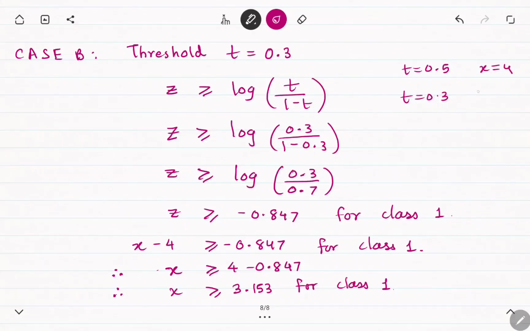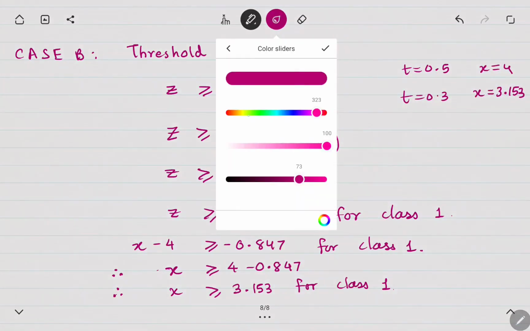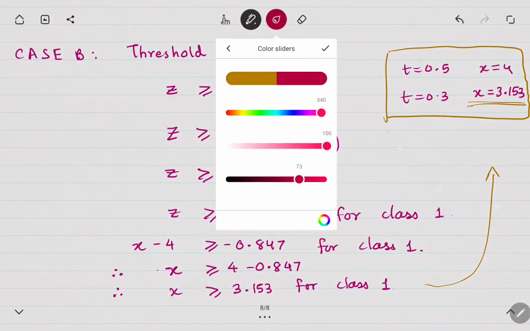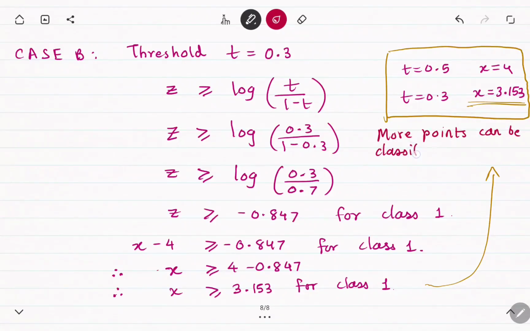Earlier, the boundary was at x equal to 4. Now it has moved left, that is lower, x approximately equal to 3.153. So more points will be classified as class 1. So this usually increases the recall and reduces precision. And this connects directly to the precision recall videos that we have already seen.